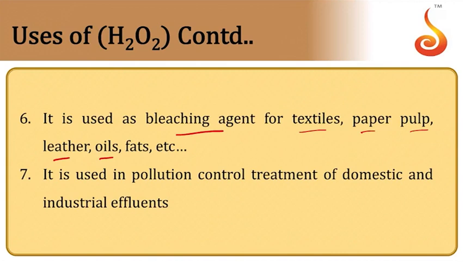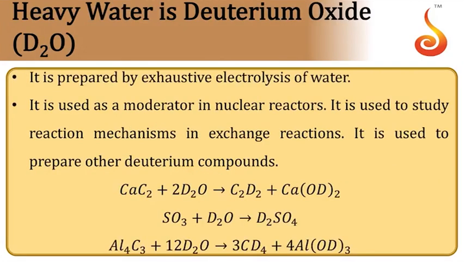It is used in the pollution control treatment of domestic and industrial effluents. Then comes heavy water, or deuterium oxide. It is prepared by exhaustive electrolysis of ordinary water, giving rise to D2O, heavy water. And it is used as a moderator in nuclear reactors.